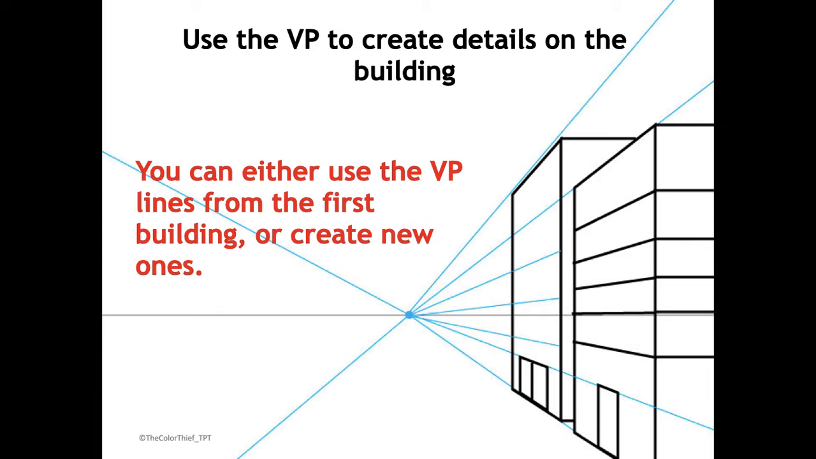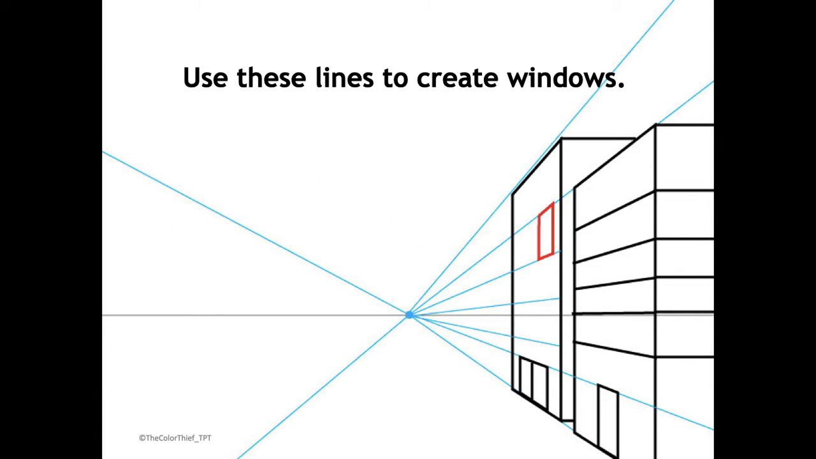Create details on your building. I'd like you to try to make some separate windows like you see here. Again, the top and the bottom will go to the vanishing point. The sides will be straight vertical lines.